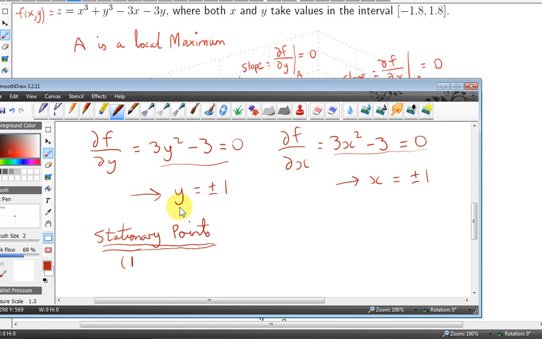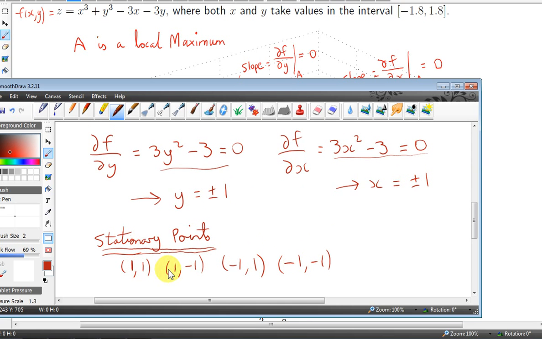So let's list the stationary points. So let's suppose x is plus 1. Then y can be either plus 1 or minus 1. So we could have 1, 1. We could have 1, minus 1. That's when x is plus 1. Now let's consider the case when x is minus 1. Again, we have two possibilities. We could have y equals 1, or when x is minus 1 we could have y equals minus 1. So we found 4 stationary points. The x, y values of each of these points satisfy both of these equations simultaneously.